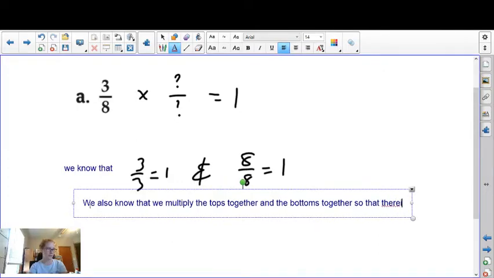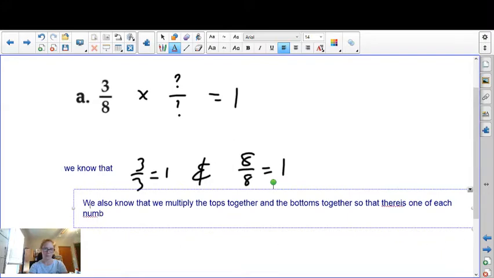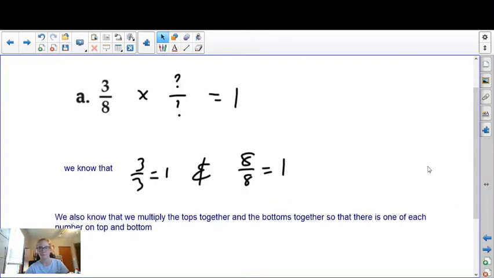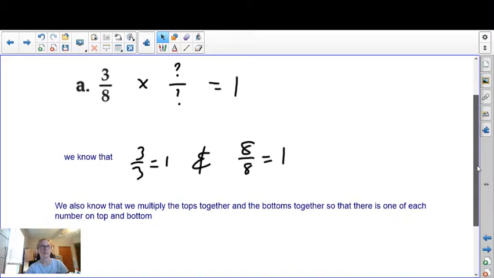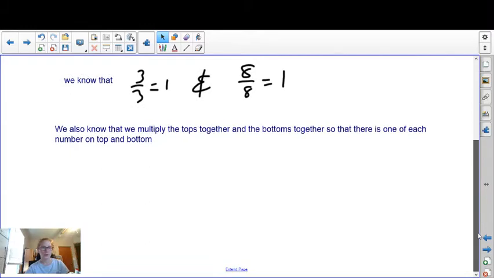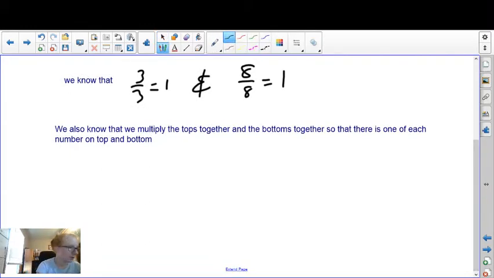So that there is one of each number on top and bottom. Our idea here is to get the same one on top and one on bottom. Remember, if I'm going a little too fast, you gotta pause, catch up. My original one was 3 over 8 times, well, I've already got an 8 on the bottom, so now I need an 8 on the top. And I've already got a 3 on the top, so I need a 3 on the bottom.